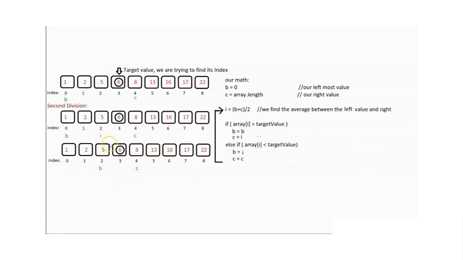On our second division, what we do is we average these out to find I, and if the array at I, which is 5, is less than our target value, which is 6, then we'd keep C the same, we'd shift B over, and now if we were to do this a third time, our I value would be placed right on top, right here, of index 3, which is where our target value is.